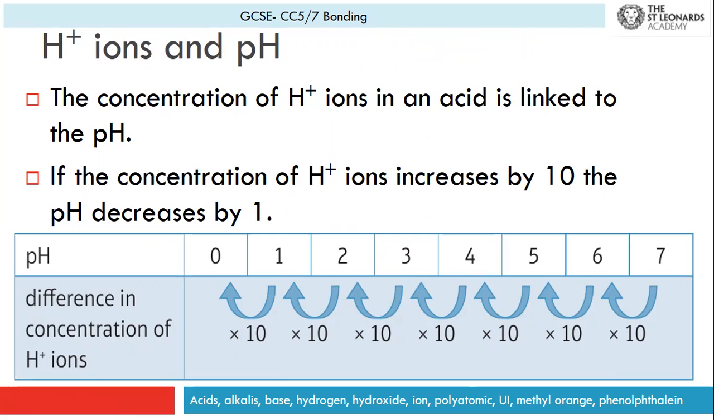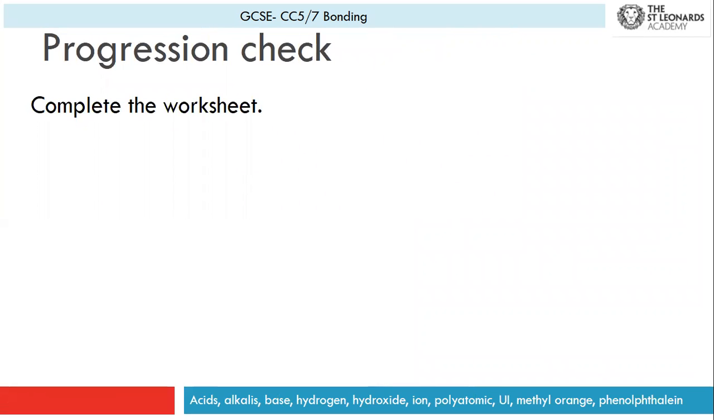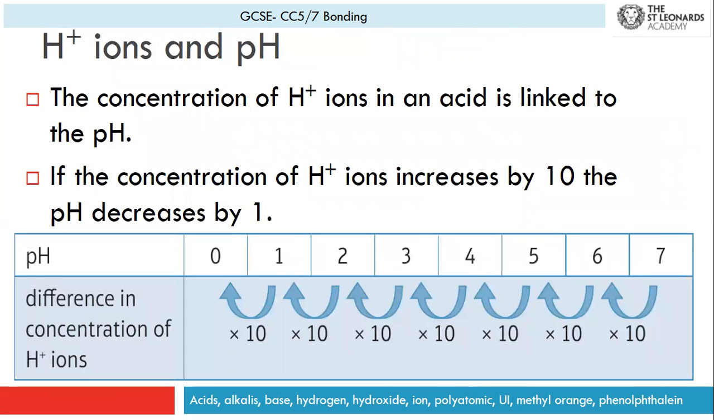Okay, so hydrogen ions and their pHs. The concentration of the hydrogen ions in an acid is linked to the pH. So as the concentration of the hydrogen ion increases by 10, the pH decreases by 1. So as you can see, as you move down the pH scale, the concentration of the hydrogen ions actually increases.